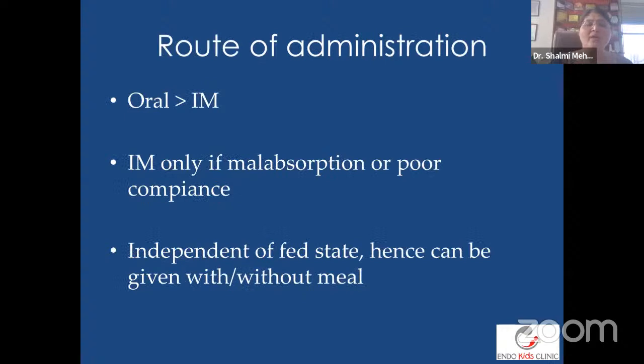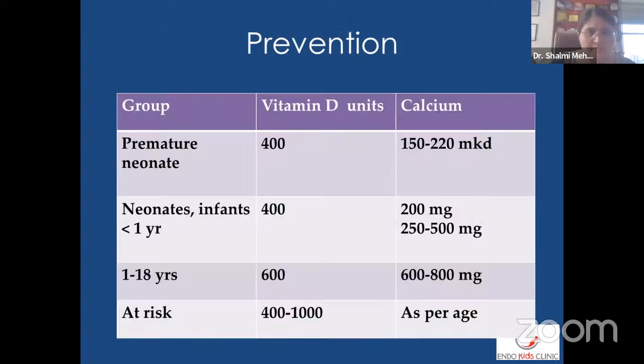If we talk about how to give vitamin D, now remember, oral is always preferable to giving a large dose intramuscularly. We need to give intramuscular vitamin D only if the child has malabsorption, like somebody has celiac disease, or you are not sure about the compliance. Only then give that large dose intramuscularly. Vitamin D can be given at any time, independent of the fed state. So you can give it with the meal or without the meal. It doesn't make a difference.